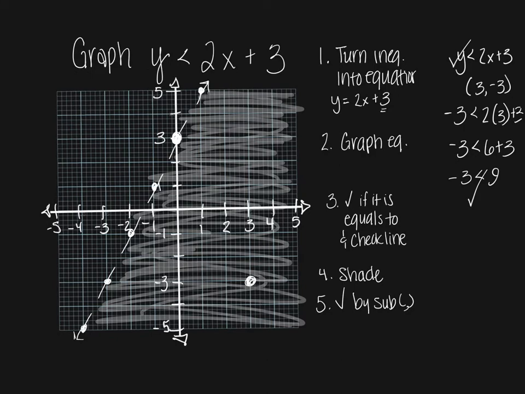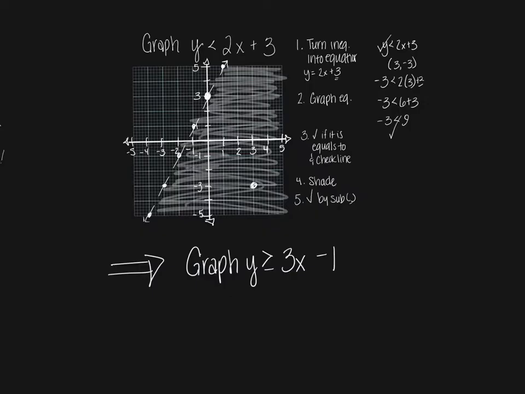All right, let's see what happens if you have a graph first. On your own now, I would like you to graph y is greater than or equal to 3x minus 1. Make sure that you check your line, you shade, and you check your work. You should have all 5 of your steps and your graph on your own paper.